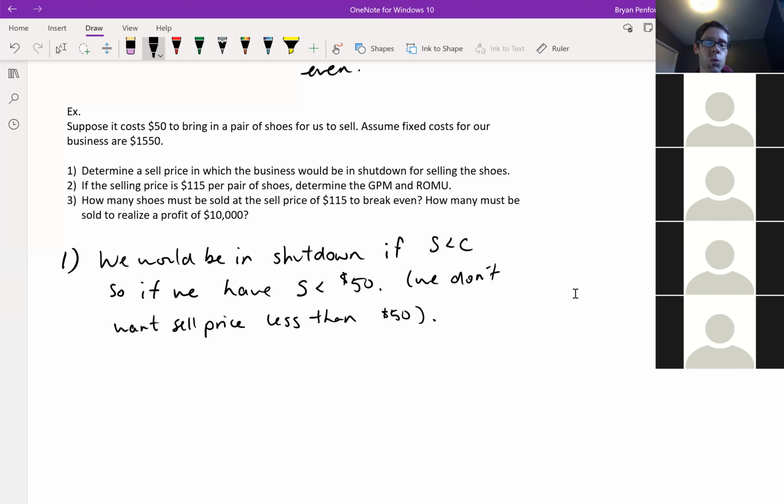If you were to put in an actual number, like $45, I'm not going to disagree with you. I probably wouldn't want to sell these shoes for 45 bucks because I know that I'm selling at a loss of $5. So if you put a number less than 50 to answer part one, that would be fine. But I'm trying to explain it in a general way here in number one, right? I know my cost is 50 bucks. I don't want a sell price of less than $50.